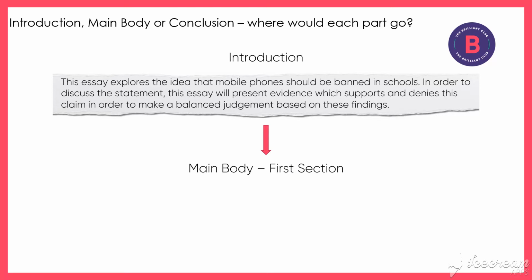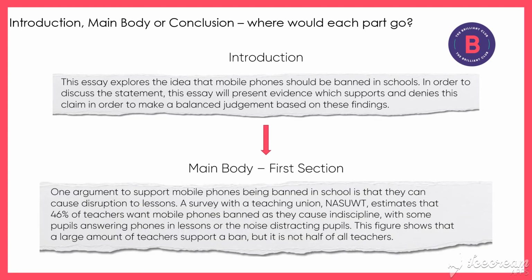We then come to the main body first section. You probably noticed that there were two examples of paragraphs that would fit into the main body. The first one here introduces the argument that mobile phones should be banned in schools. What the author has done really well here is that they've introduced the main point they're going to be making, and then they've backed it up with a statistic from a teaching union, giving clear evidence that mobile phones are disruptive in school and supporting the argument that mobile phones should be banned in schools.